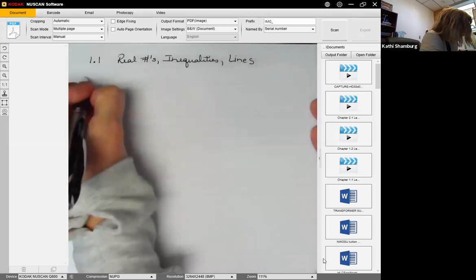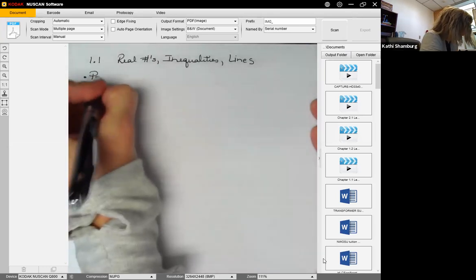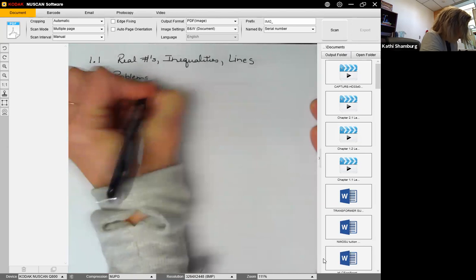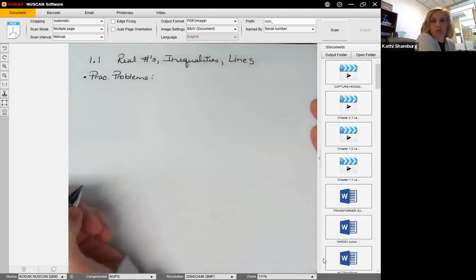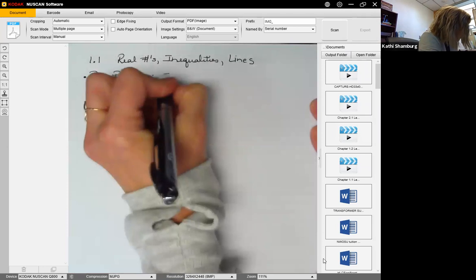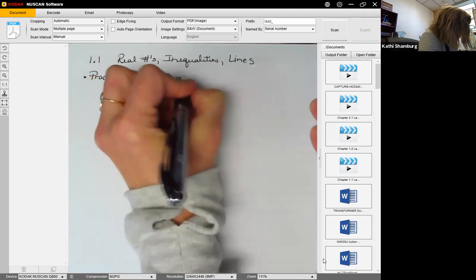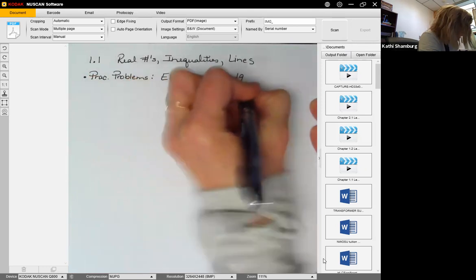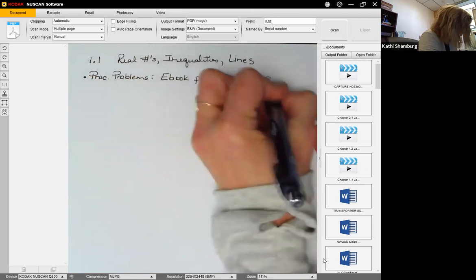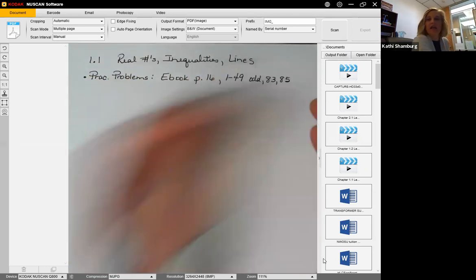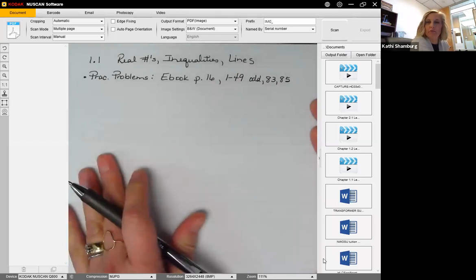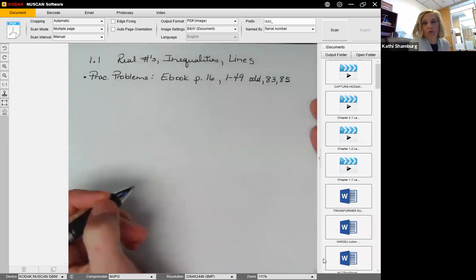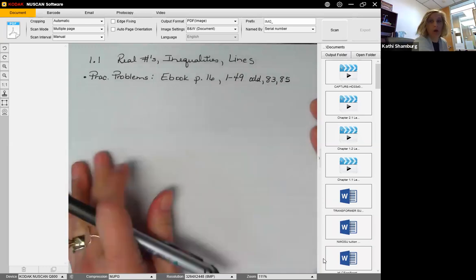I do want to point out, if after going over this, you're like, wow, it's been a while, I need some additional practice, I'm going to tell you where to find some practice problems. So in WebAssign, go to the ebook, page 16, and 1 through 49 odd, 83 and 85. Now, I won't always mention practice problems, but at the end of each section in the ebook, there are always additional problems that you can work if you feel like you need additional practice.